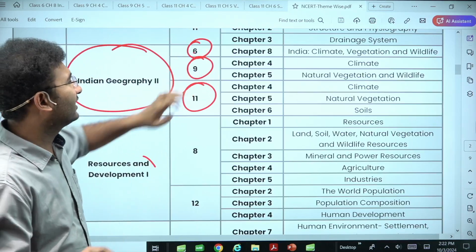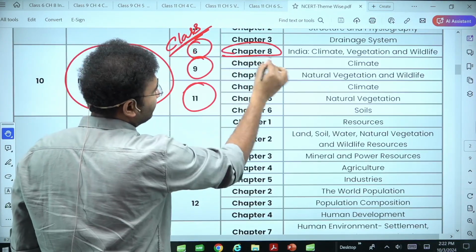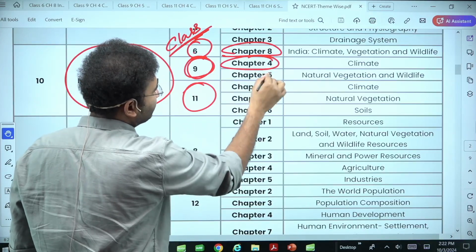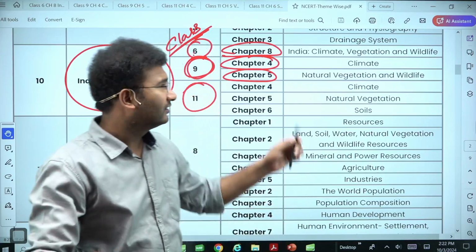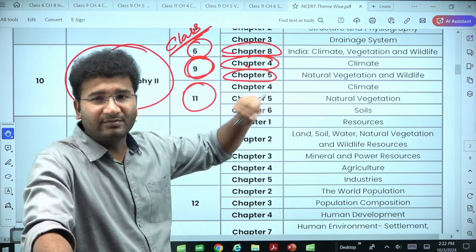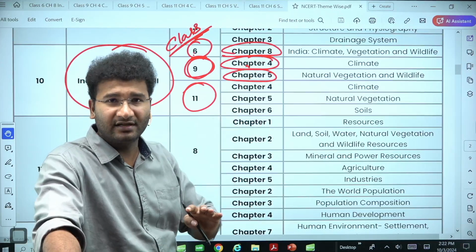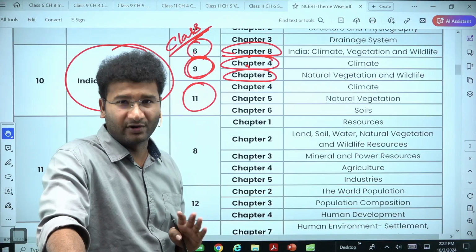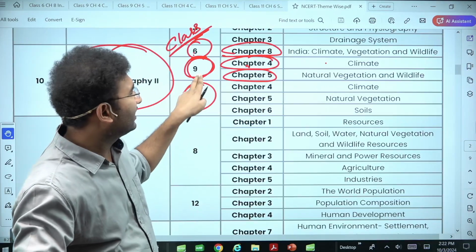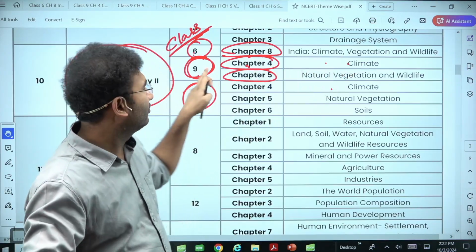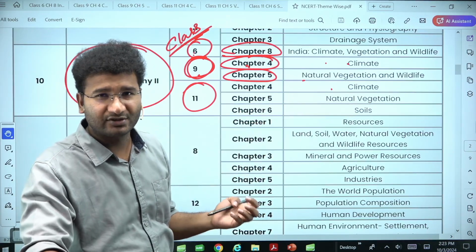Now go to class 6. Here the chapters that shall be dealt with are class 6, chapter 8, and class 9, chapter 4 and chapter 5. Class 6, chapter 8 name is India, Climate and Vegetation. Sometimes in a few books the chapter numbers can vary, depending upon the NCERT that you have bought. So here focus on the names of the chapters. Go to class 9, chapter name Climate. Go to class 9, chapter name Natural Vegetation and Wildlife. These are the 2 chapters you are supposed to read.